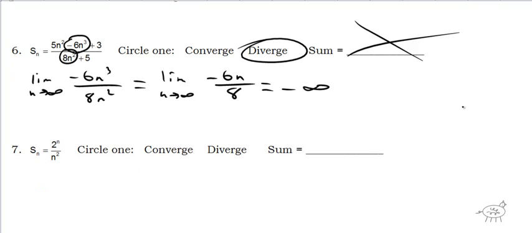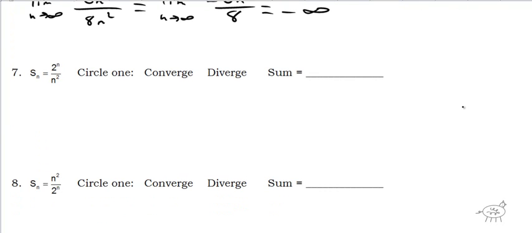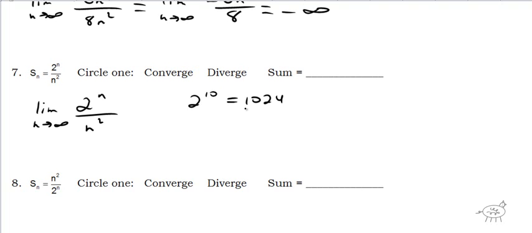Number 7. 7's a little tricky, but I want you to think logically. I'm looking at the limit as n approaches infinity of 2 to the n over n squared. The question I have to ask you is which one's getting bigger faster? If you type it in your calculator, let's use the number 10. 2 to the 10th power, I would get 1,024, and 10 squared is 100. So you can see that the top is getting bigger faster.